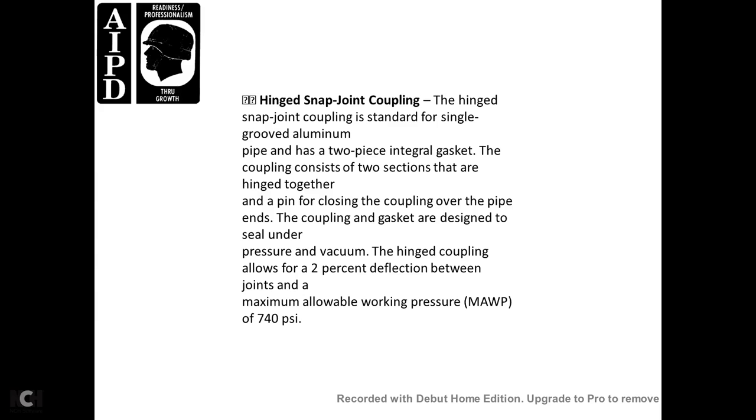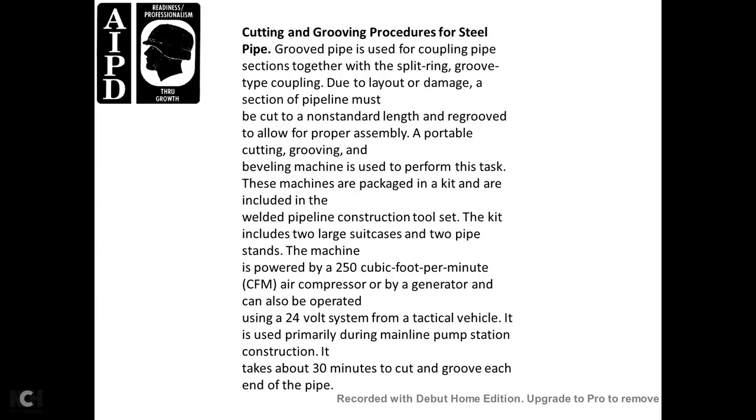The coupling gaskets are designed to seal under the pressure of the vacuum hinge to the coupling, allowing the 2% deflection between the joints and a maximum allowable working pressure, MAWP, of 740 psi. Cutting and grooving procedure with the steel pipe.